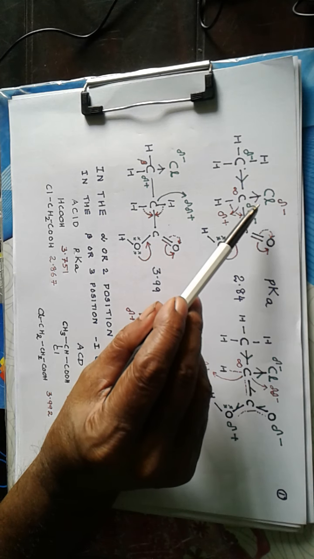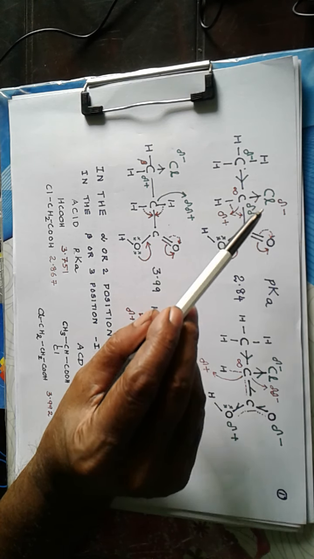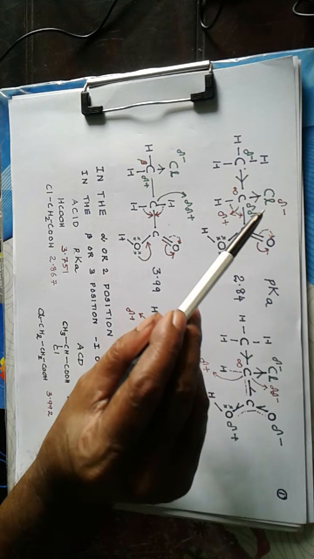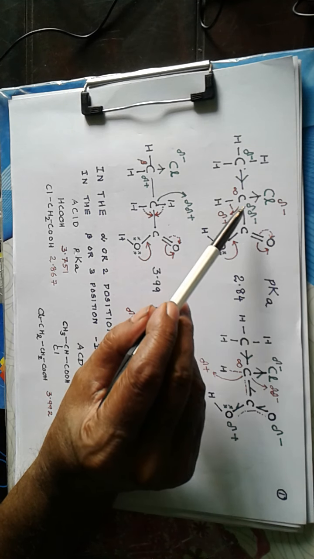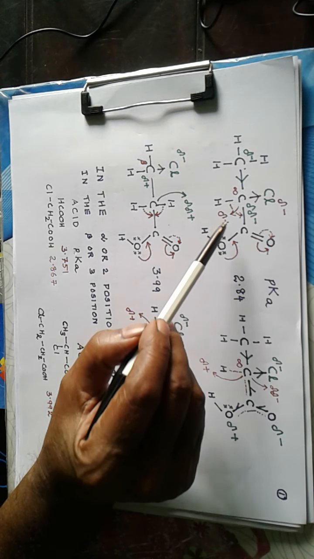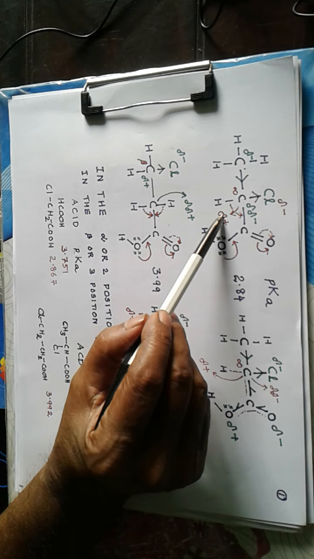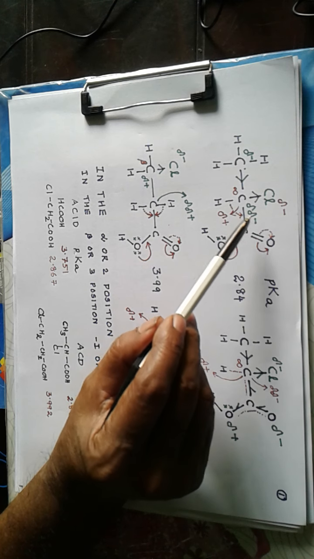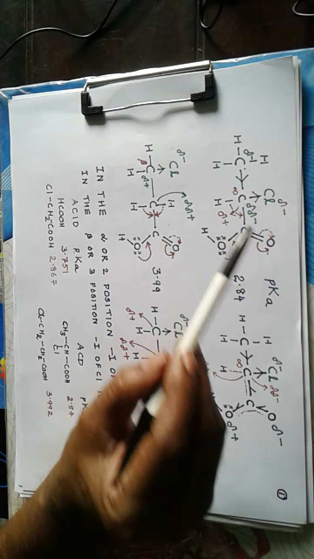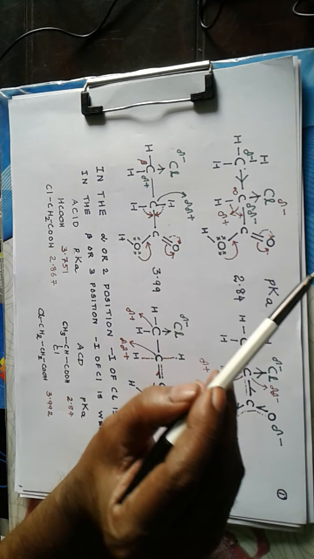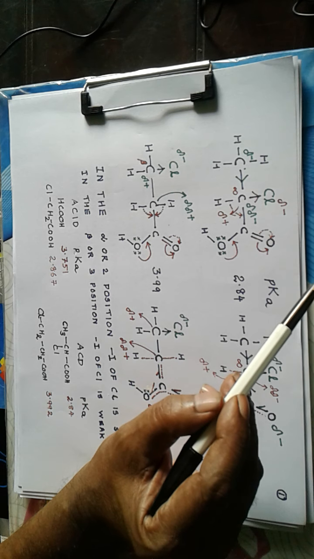And again, chlorine shows a strong minus I effect because it is more electronegative, and the alpha carbon possesses a delta positive charge. Now, the magnitude of delta positive is greater than delta negative, so this carbon, alpha carbon, still possesses a partial positive charge.